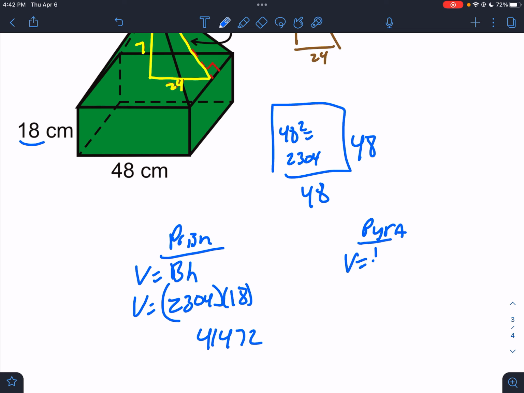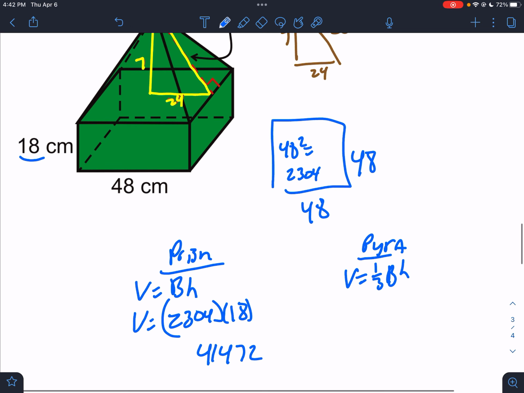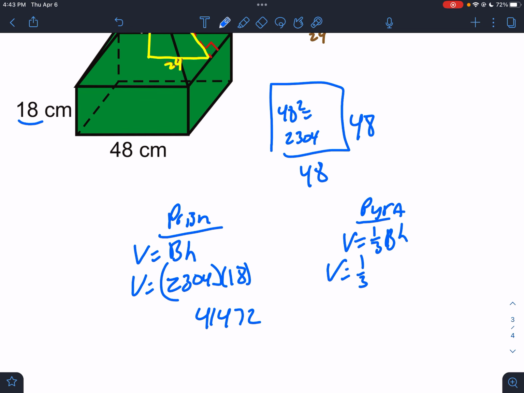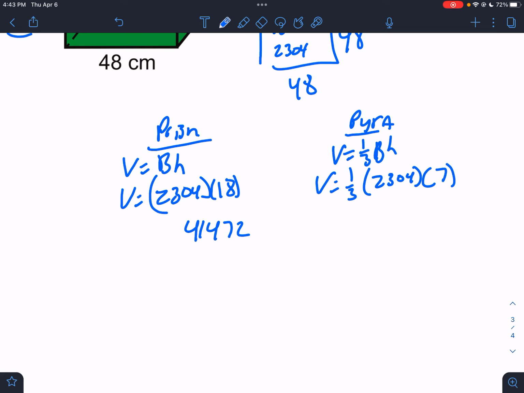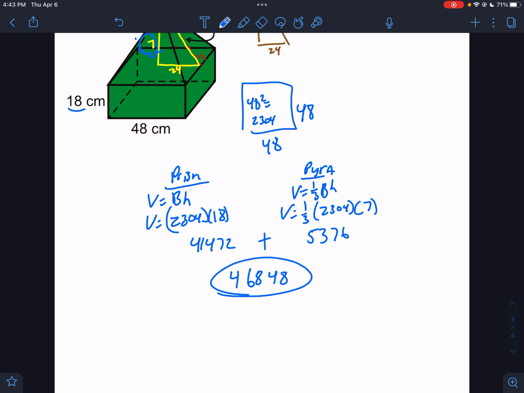And then the pyramid is 1/3 area of the base times the height. Its base is the same shape. So that's 1/3 times 2304. And we just said its height is 7. So that is 2304 times 7 divided by 3. That's 5376. And the volume of the whole thing is the combination. And that would be 46848. So there's your overall volume.